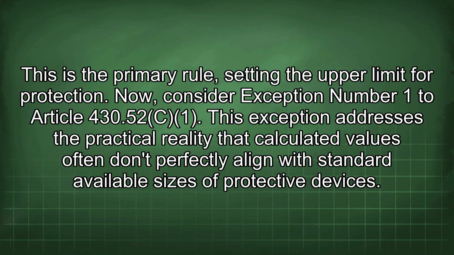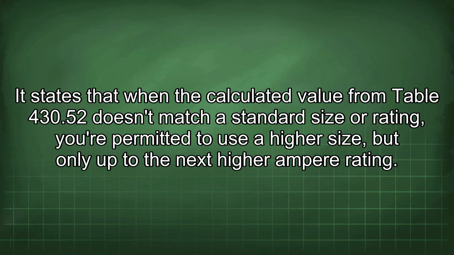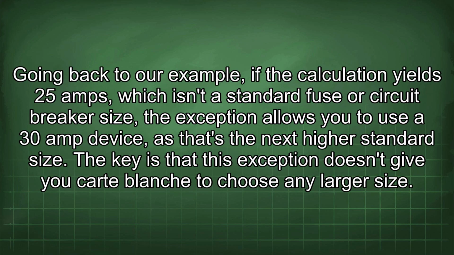Now consider exception number 1 to Article 430.52. This exception addresses the practical reality that calculated values often don't perfectly align with standard available sizes of protective devices. It states that when the calculated value from Table 430.52 doesn't match a standard size or rating, you are permitted to use a higher size, but only up to the next higher ampere rating. Going back to our example, if the calculation yields 25 amps, which isn't a standard fuse or circuit breaker size, the exception allows you to use a 30 amp device, as that's the next highest standard size.